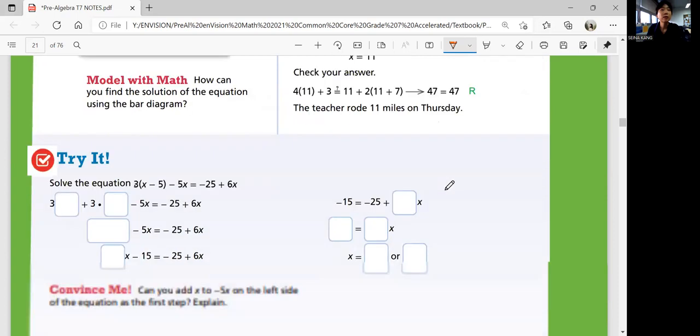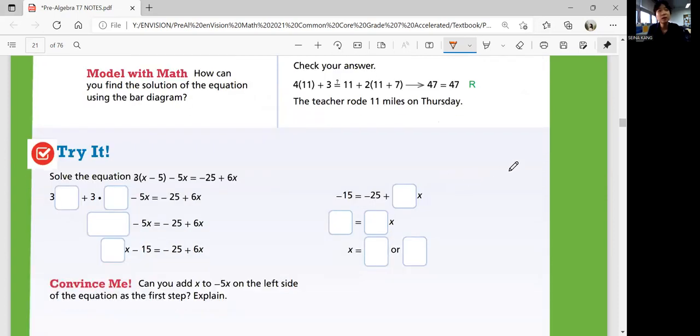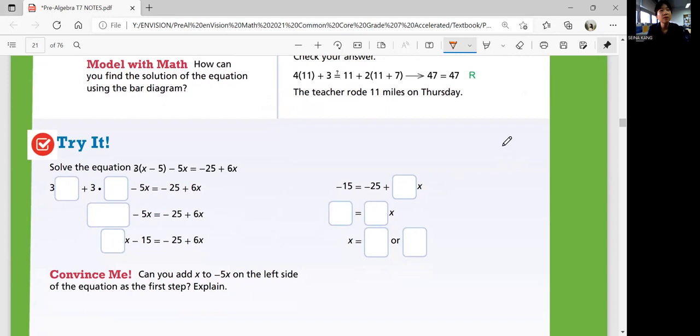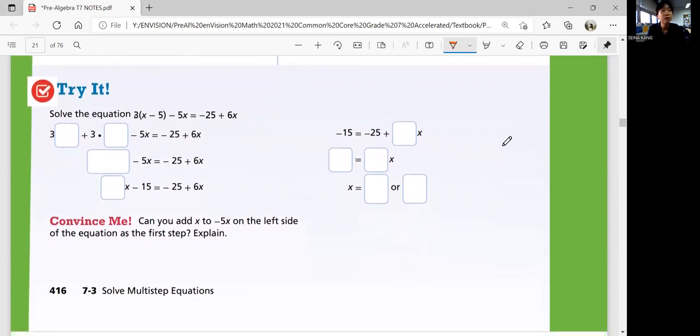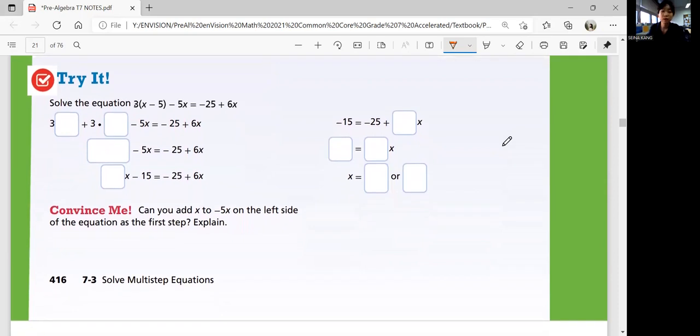Okay, let's try a question. See if you can solve the equation 3 times (x minus 5) minus 5x equals negative 25 plus 6x by yourself. Come back when you're ready for answers.